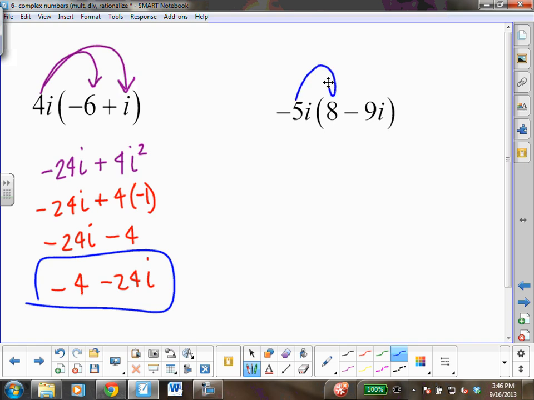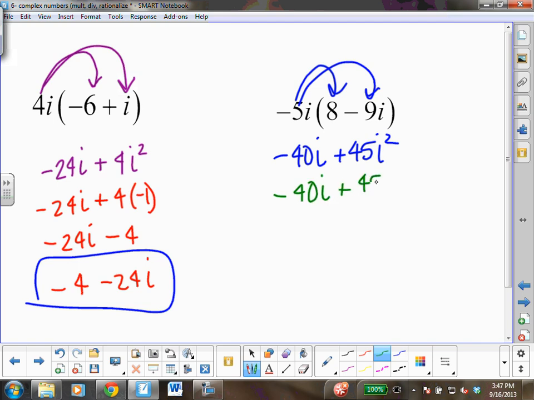Let's try it again. Negative 5i times 8 would be negative 40i. And then negative 5i times negative 9i would be positive 45i squared. And once again, 45 times i squared is the same thing as saying 45 times negative 1, and 45 times negative 1 is negative 45. And we switch the order because we always want to express our numbers in standard form.